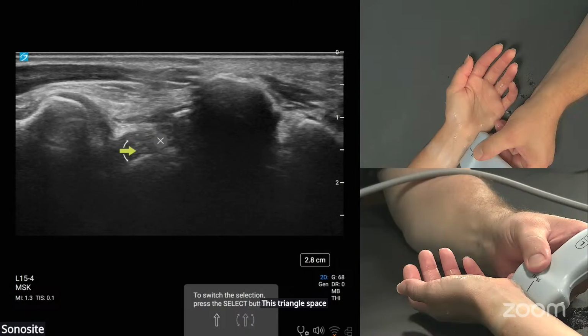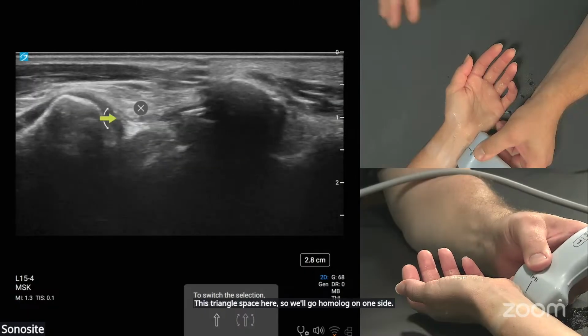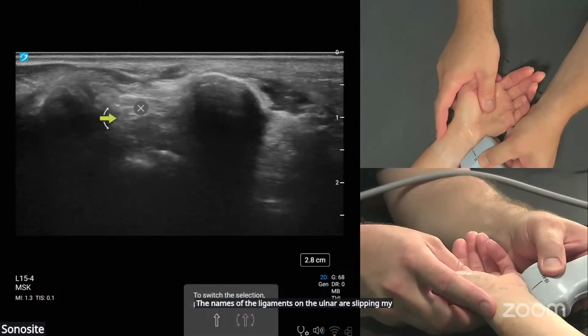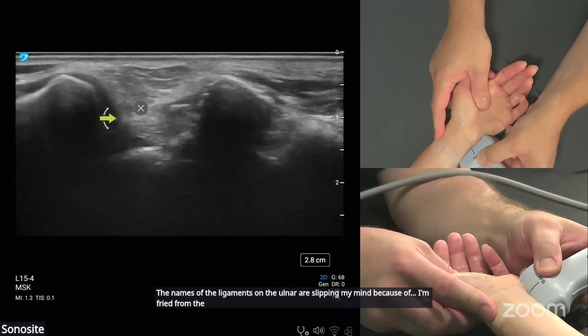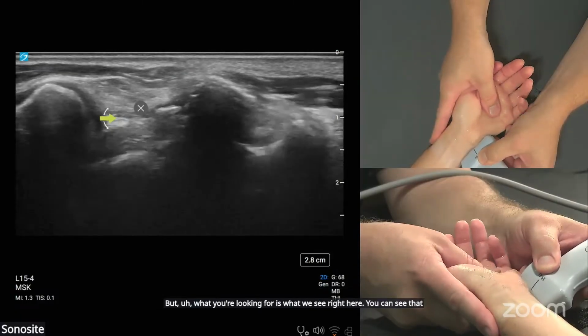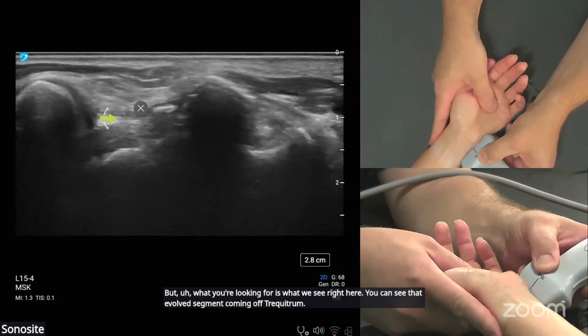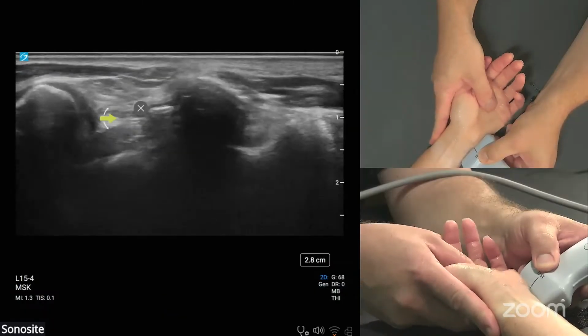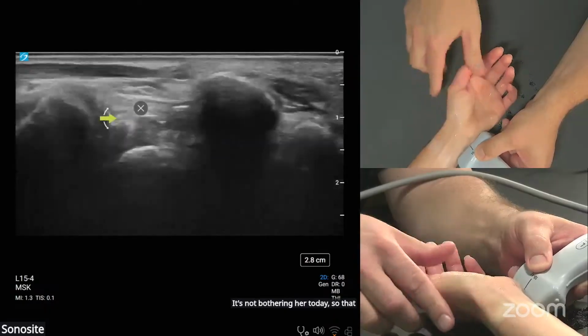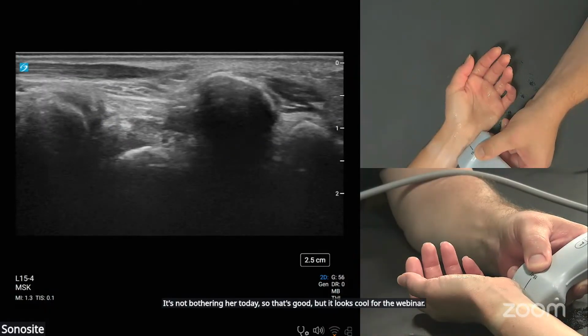So we've got meniscal homolog on one side. The names of the ligaments on the ulna are slipping my mind because I'm fried from the hand prep. But what you're looking for is what we see right here. You can see that avulsed segment coming off triquetrum. It's not bothering her today, so that's good. But it looks cool for the webinar. Thank you.